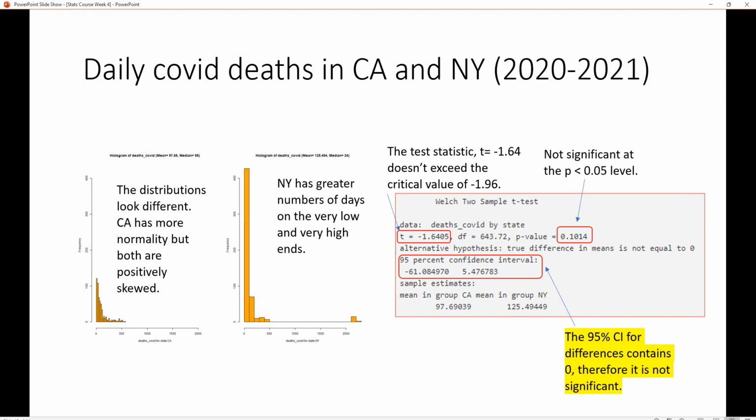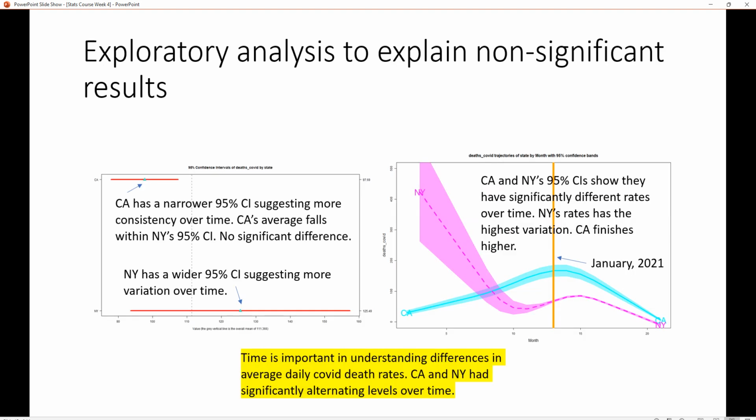But just based off the findings, and that they're not that far off from being significant, and the distributions look different enough where we would say that can't be right, we'll go ahead and investigate the data more. And so in this slide, we can show that an exploratory analysis to explain non-significant results can help.